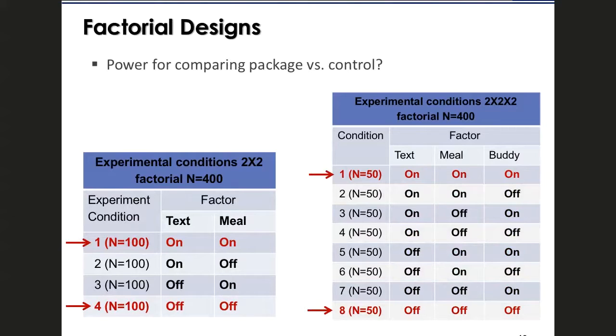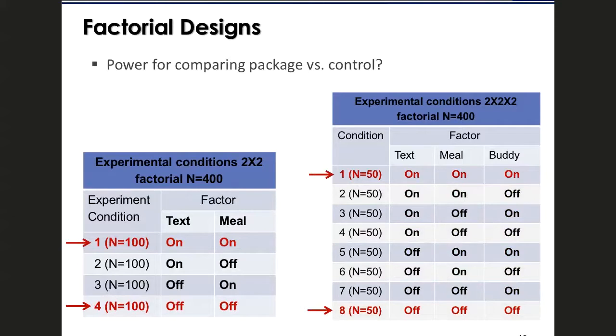Because you see, here this comparison between everything on versus everything off would be based on comparing 50 participants and 50 participants. But here, it would be based on comparing 100 versus 100. Do you see that? Well, this is for you, Donna. This is something new that I added.